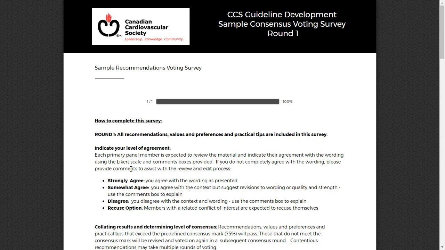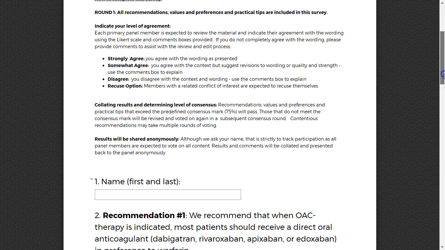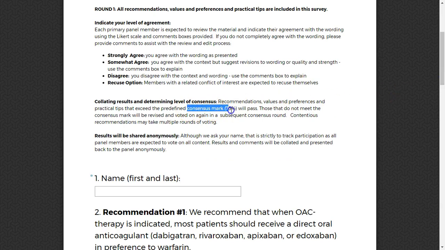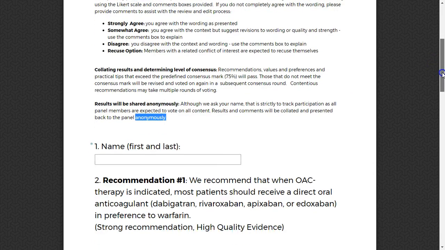Here we see a sample Round 1 survey. It starts with instructions on how to complete the survey, explains the levels of agreement and what they mean, explains the consensus mark and what the goal is, in this case 75% as opposed to the minimum 2/3. And it explains that we're asking for the name but that the results will be shared anonymously. The name is only requested for tracking participation.